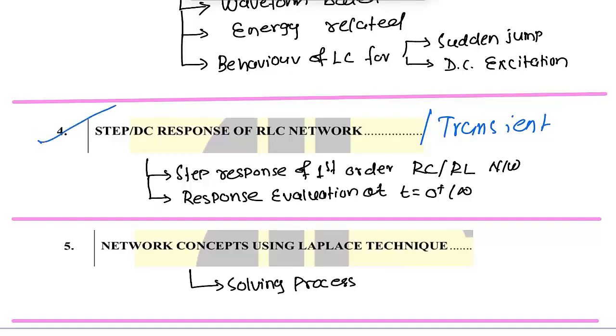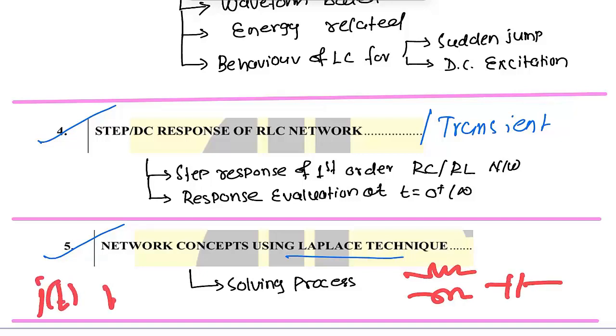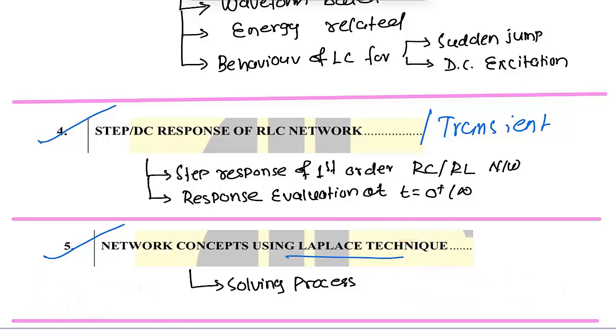So next, in chapter number 5, network concepts using Laplace technique. Here, if the network contains R, L and C, and they ask you to obtain the expression of current, or the expression of voltage, in such cases the Laplace technique is used. This is the first order I said. If the order of the circuit is not 1, it is 2, 3, 4 like that, and the complete response is asked, not the response at a specific instant.